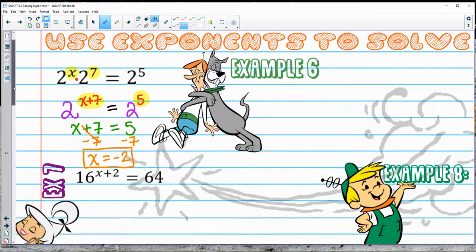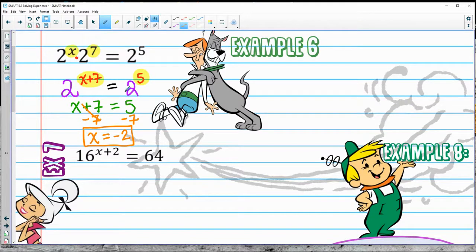So let's try that same idea because sometimes the numbers aren't going to match. So on this next one, we're going to focus on the bases. Okay, these bases do not match. So I'm going to try to rewrite the bases so they do match. So let me think, okay? 16 is actually the same thing as 4 squared. And you can see I still have the x plus 2. The exponent hasn't really changed. And then 64 is actually the same thing as 4 cubed. So here's 4 for the base, cubed for the exponent.